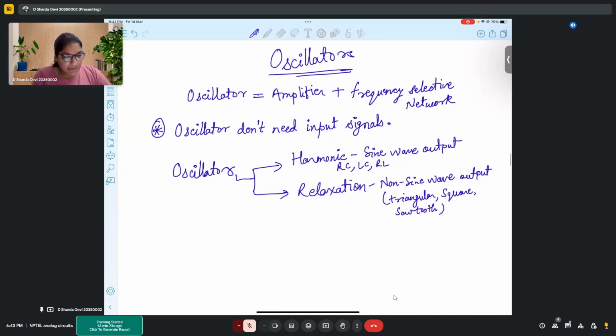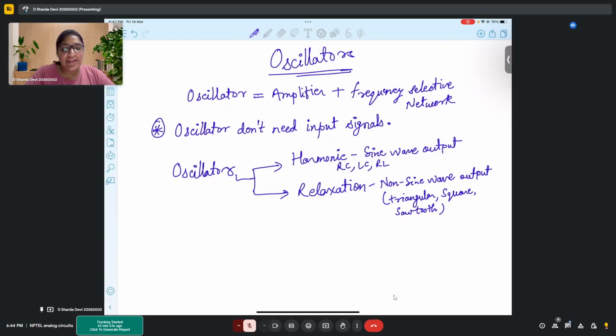So have you seen these oscillators, or have you come across oscillators anywhere? Or do you know where these oscillators are present? Madam, crystal oscillator. Yeah, crystal oscillator is a type of oscillator.